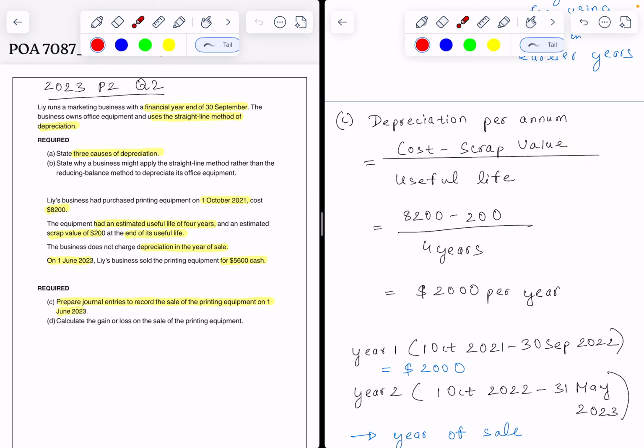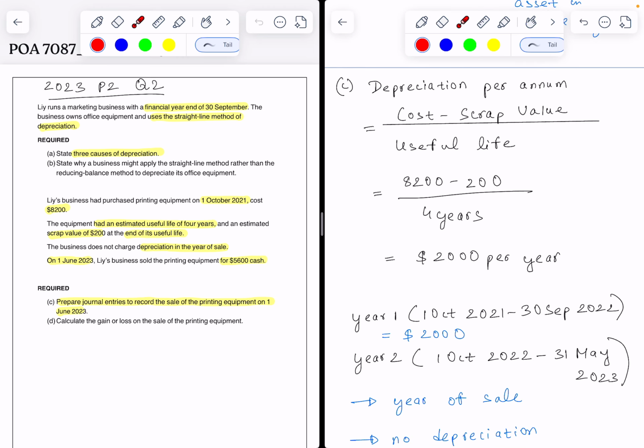Now, what do we understand by scrap value? The scrap value simply means the possible price that you are able to sell your asset after its useful life is over. So let's say after 4 years have passed, this equipment can be sold for a maximum of $200. So the depreciation using this formula for this printing equipment is $2,000 per year.